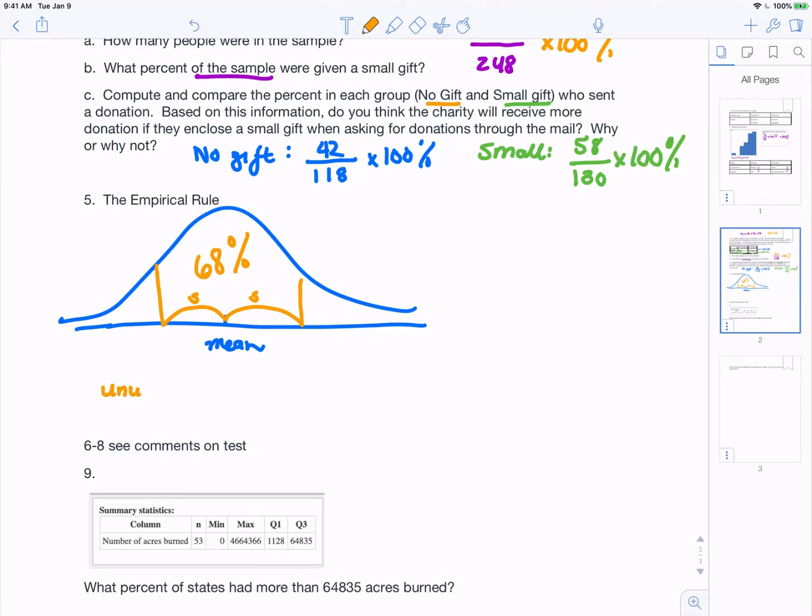Another thing in that question was asking you what's unusual. It's unusual to be more than 2 standard deviations. So if we went 2 to the right and 2 to the left, anything out here is unusually high, more than 2 standard deviations from the middle, and anything out here would be unusually low, 2 standard deviations below your mean.